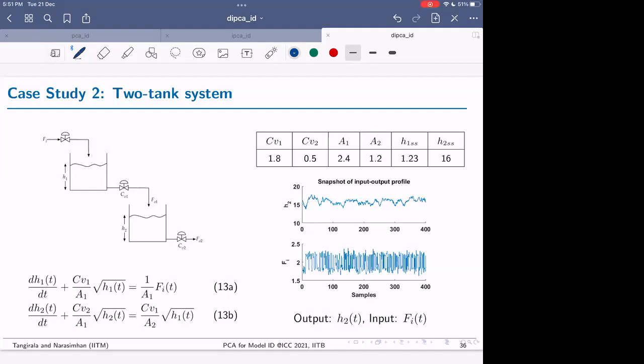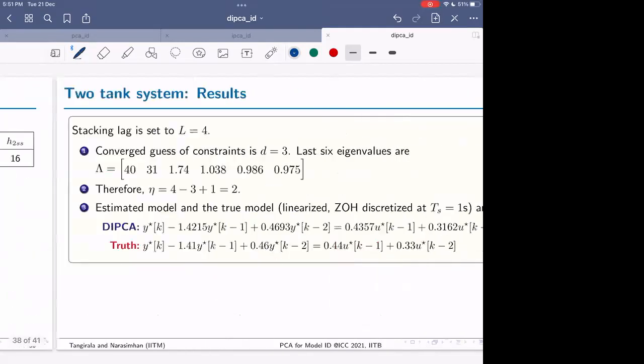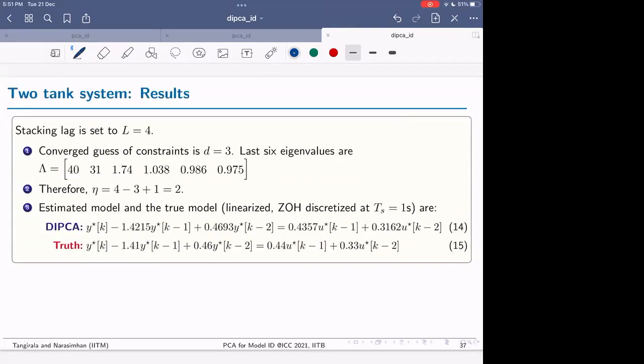I don't have to tell you from the physics what the order is, right? I leave it to you to figure out what the true order should be. Let us see if DIPCA actually discovers it. So we choose a stacking lag of L equals 4.